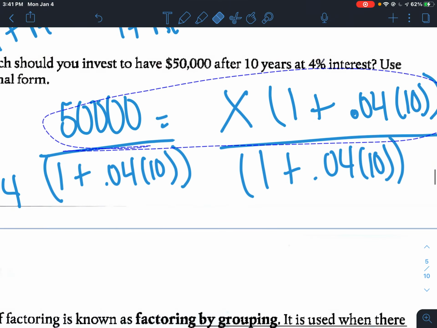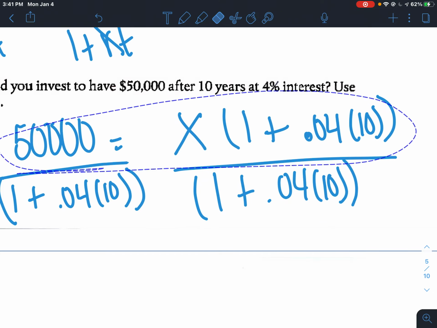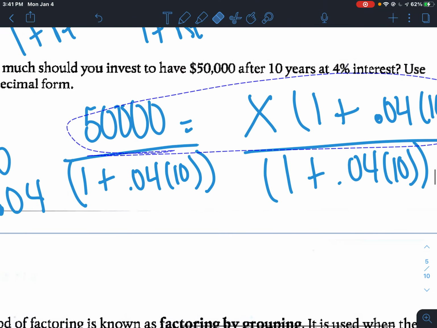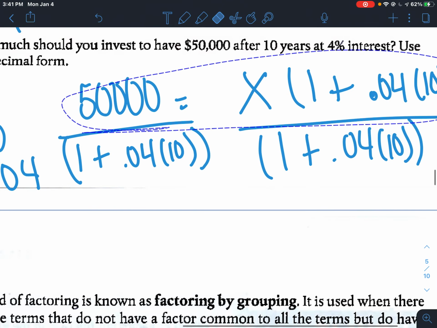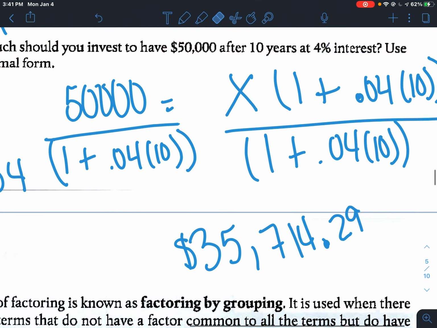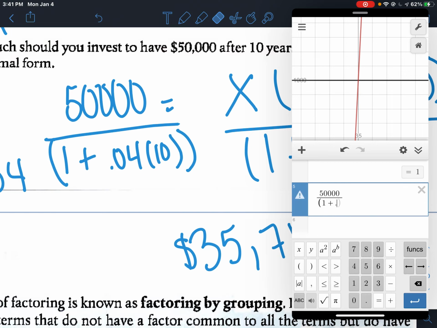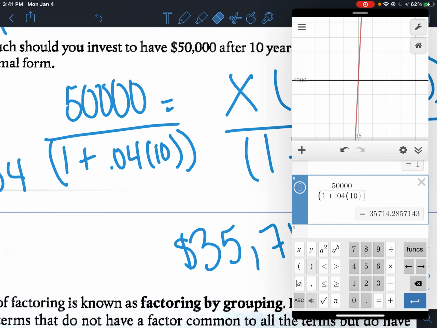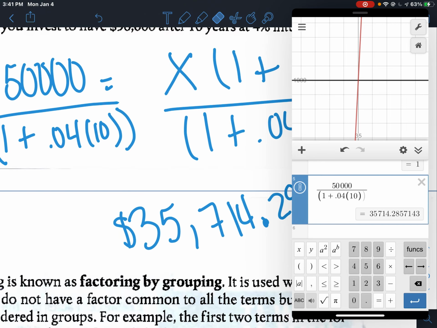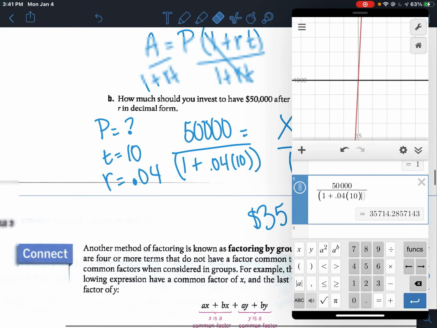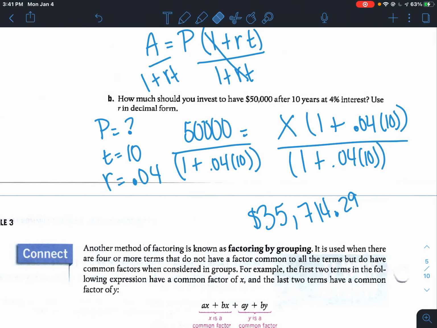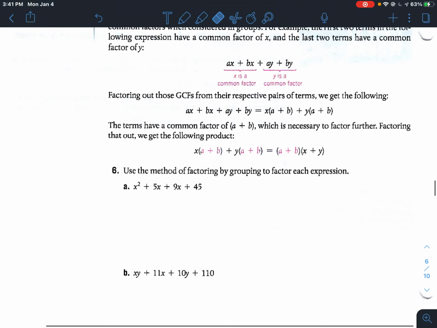So I'm going to divide both sides by 1 plus 0.04 times 10. I'm going to divide both sides by that. And when I do that, I can plug in all of it at once into my calculator. 50,000 divided by 1 plus 0.04 times 10. And I get $35,714.29 if I want to have $50,000 in 10 years.